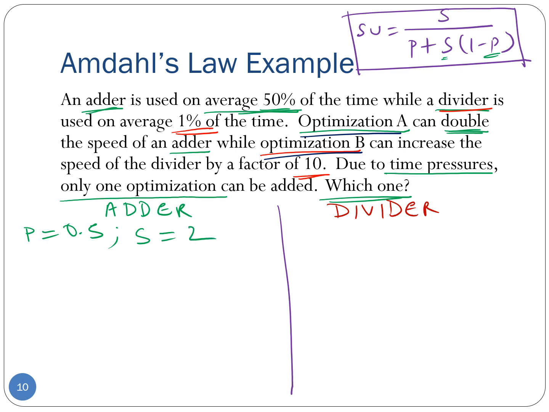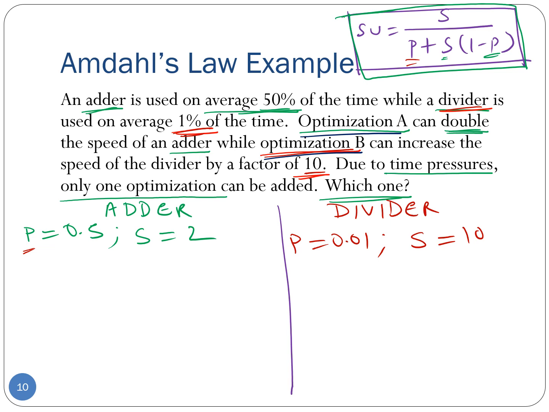Let's now think about the divider. We know that optimization B can increase the speed of the divider by a factor of 10. So the value of S for the divider is 10, and we also know that the divider is used on average only 1% of the time in our system. So the value of P for the divider would be simply 0.01. Having done this, from here onwards the problem is really straightforward. We just need to plug in these values of P and S for the adder and the divider into this expression for Amdahl's law and do the math.